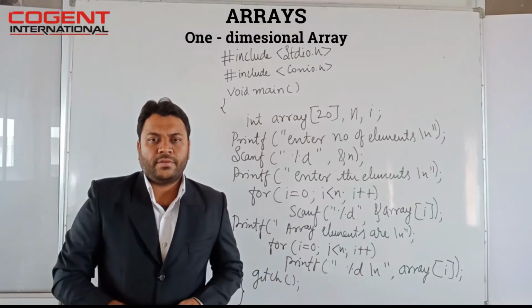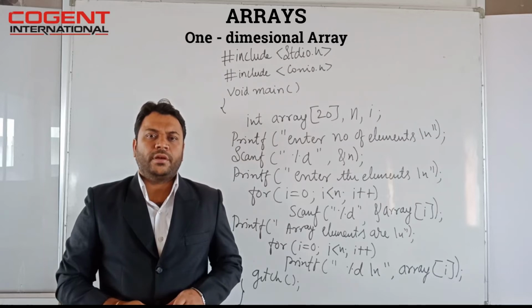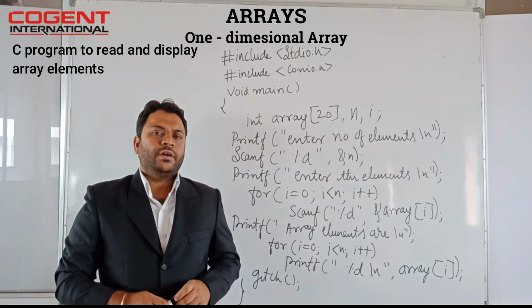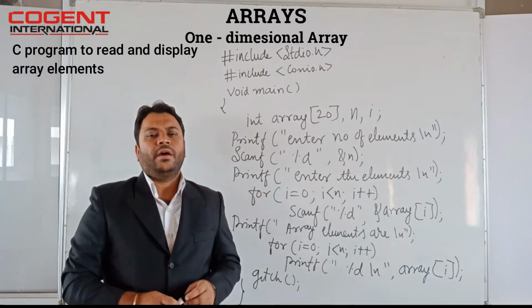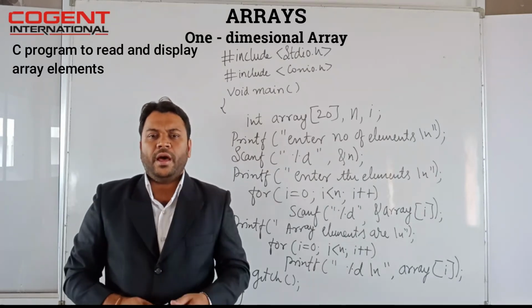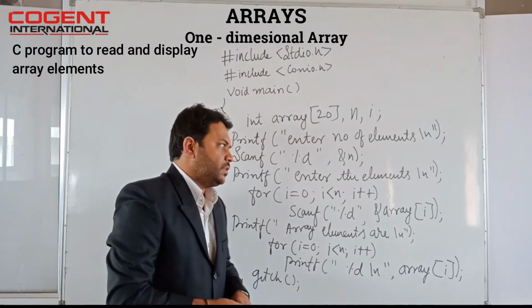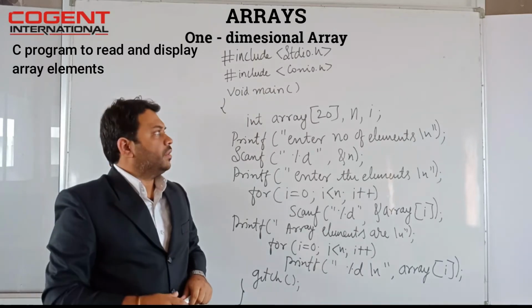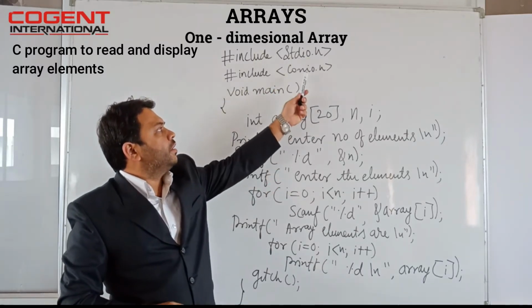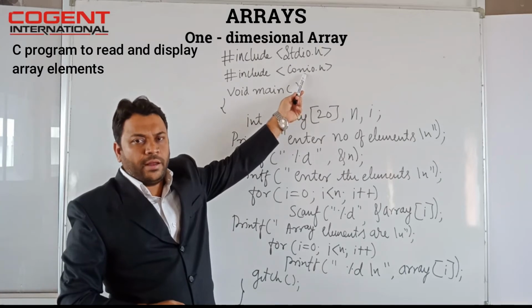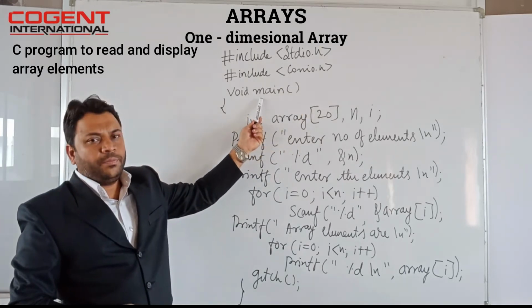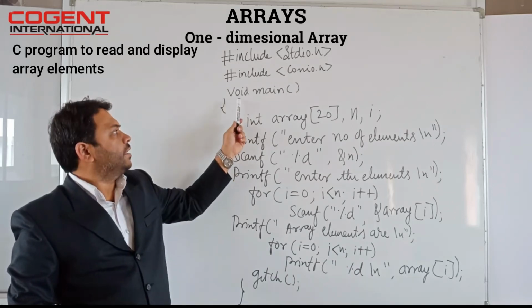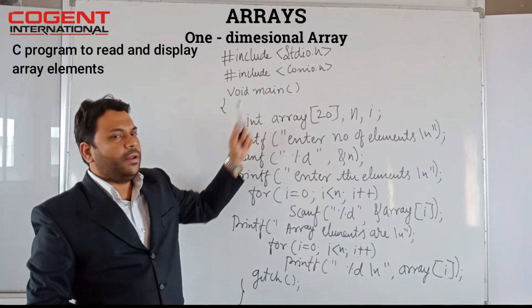Okay, let us consider an example to understand arrays in C programming. Here I am considering a program which is used to read the array elements and to print the array elements. First we need to declare the headers. You are familiar with the headers, that is stdio.h and conio.h, then the main function with the data type void. This function does not return any values, hence I am declaring it as void main.